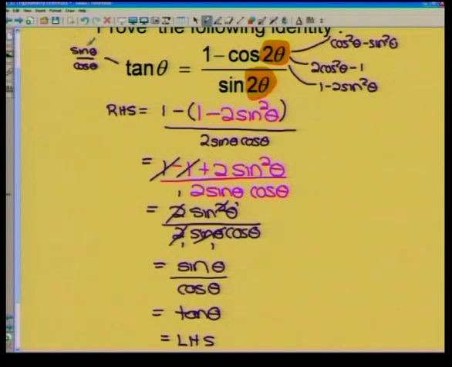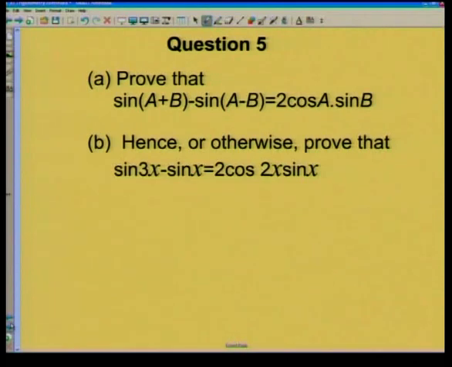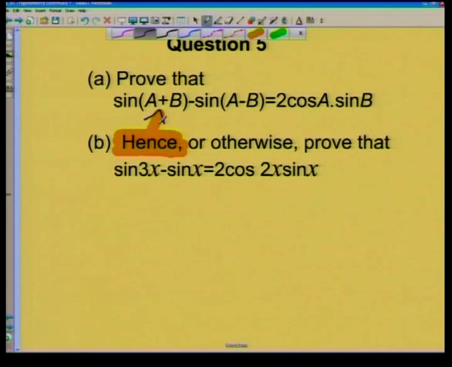Right, so let's now go and look at another question. So far, hopefully I've taught you 2 useful things for the future. Right, this one says prove that sine A plus B minus sine A minus B is equal to 2 cos A sine B. And then the B part says hence. Now, I want you to always watch out for this word. When you see hence, you know that it's directly related to this top thing here. Okay, so we are going to use what we did in A to solve B.